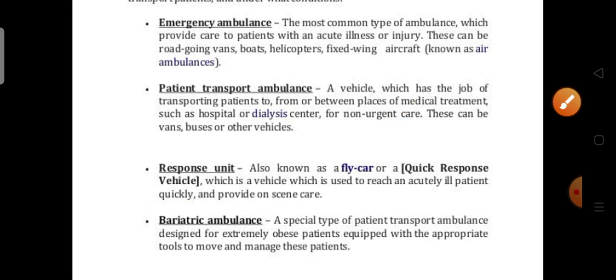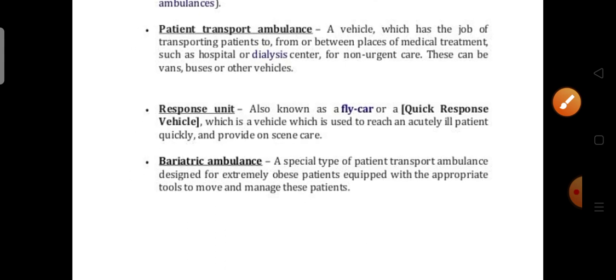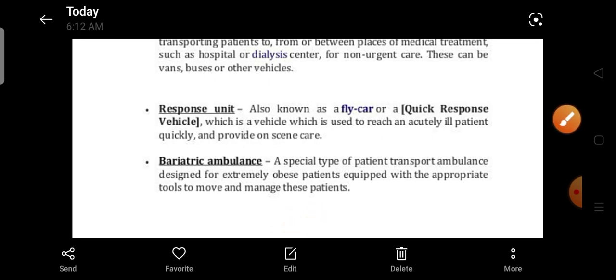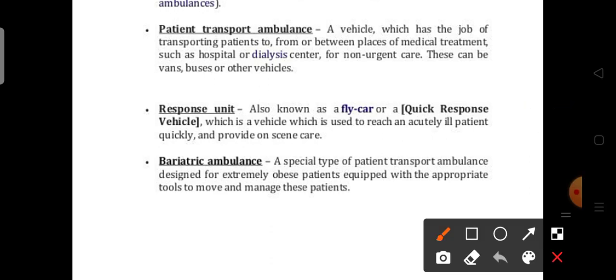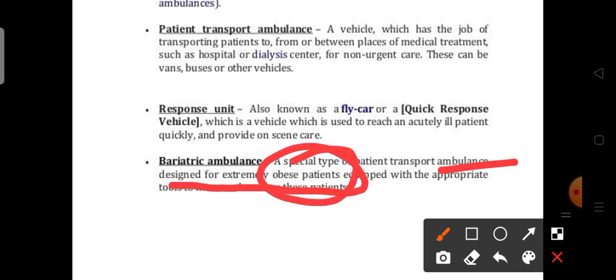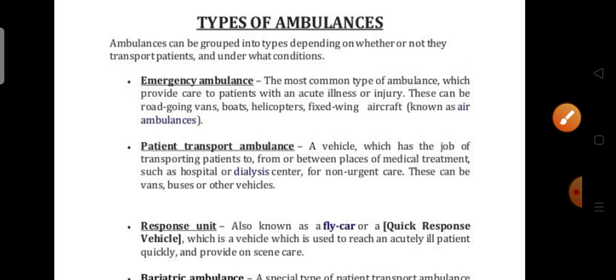Okay, next bariatric. Here a special type of patient transport ambulance is designed for extremely obese patients, equipped with the appropriate tools to move and manage these patients. It's clear, no? What I am telling is that bariatric is nothing but the design. This ambulance is mainly designed for extremely obese patients. It's clear? These are all the types of ambulances.